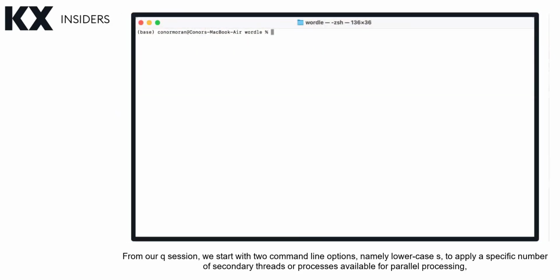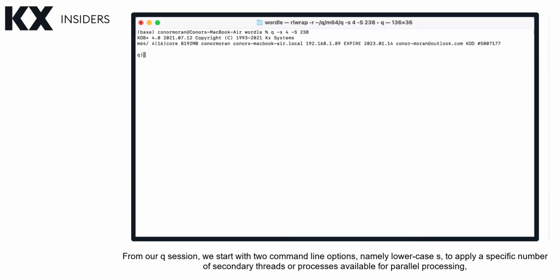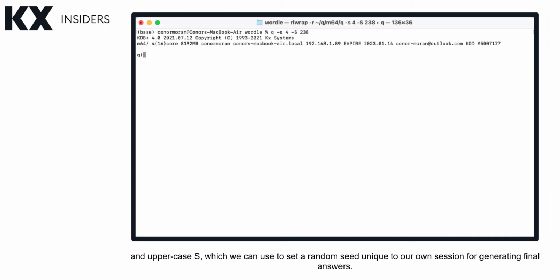From our q session, we start with two command line options, namely lowercase s, to apply a specific number of secondary threads or processes available for parallel processing, and uppercase S, which we can use to set a random seed unique to our own session for generating final answers.